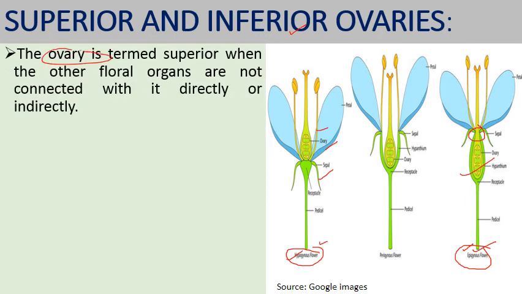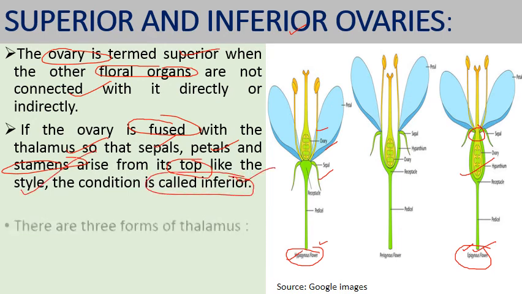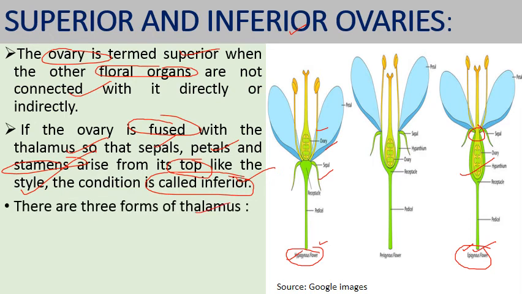The ovary is termed superior when the other floral organs are not in contact with the ovary. When the floral organs are not in contact with the ovary and they arise from the base of the ovary, that ovary is said to be superior. If the ovary is fused with the thalamus so that sepals, petals, and stamens arise from its top, like the style, the condition is called inferior, and the ovary is said to be inferior. So there are three forms of thalamus with respect to the floral organs and position of ovary.